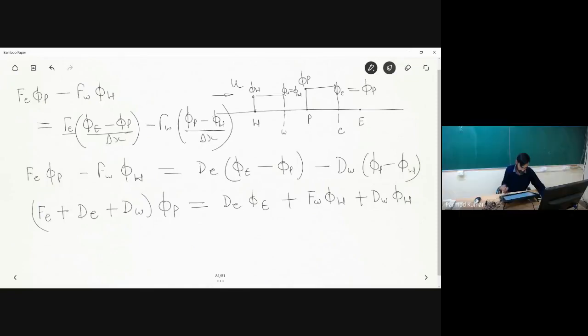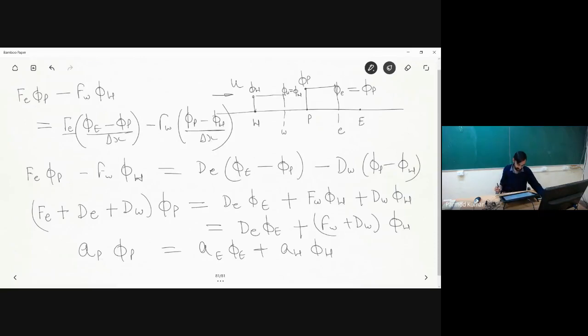Okay. So from here, now I can write in the right hand side, further I can segregate different terms. So I can write this as dE times phi E plus Fw plus dW into phi W. Okay. So these are my different terms. Now if I write this as AP into phi P equal to AE into phi E plus AW into phi W, what will I be getting? Different coefficients.